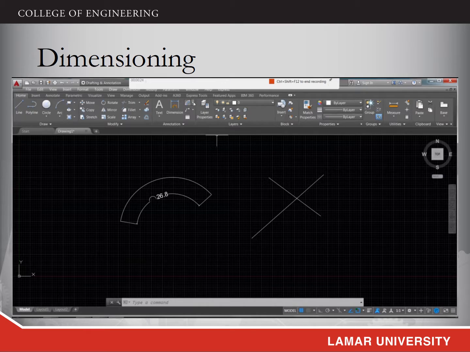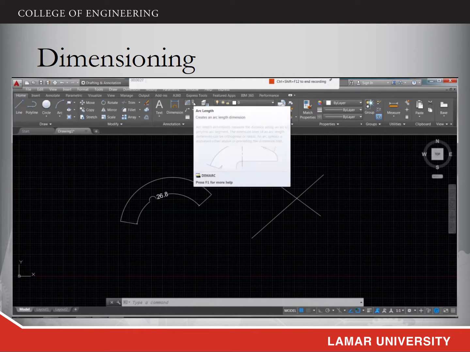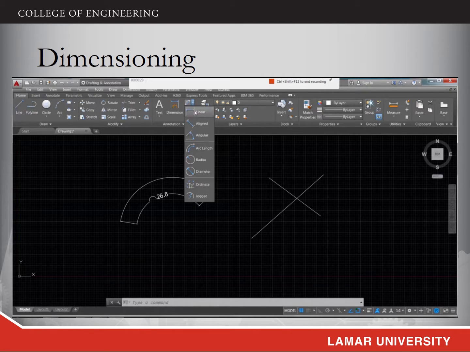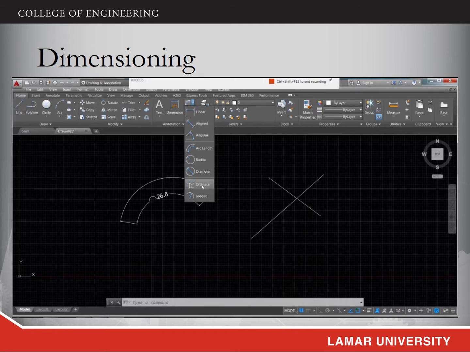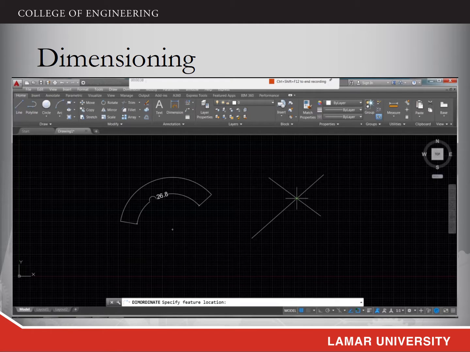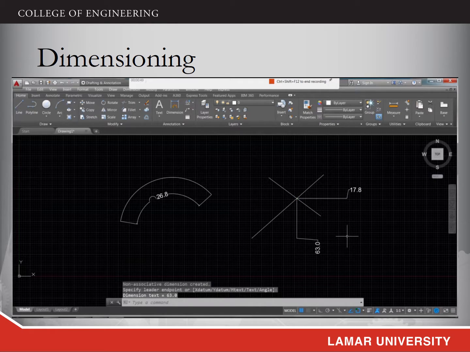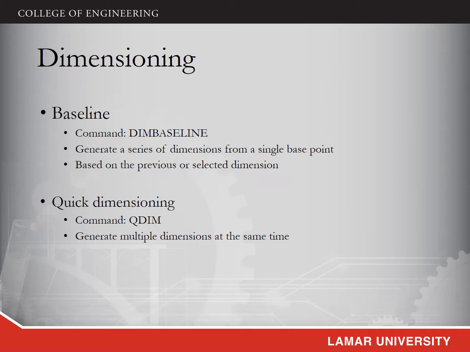The second one is the coordinates of one point. You can either go to the toolbar, choose the ordinates here, or type the command dim ordinate. And then you can specify the y coordinate, which is 17.8, or the x coordinate, which is 16.0 here. So that's the operation of the arc and coordinates in AutoCAD.